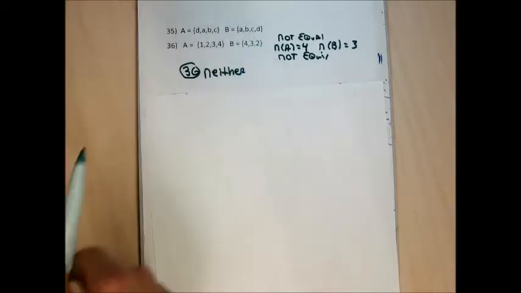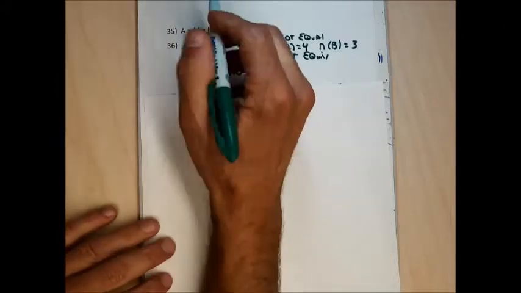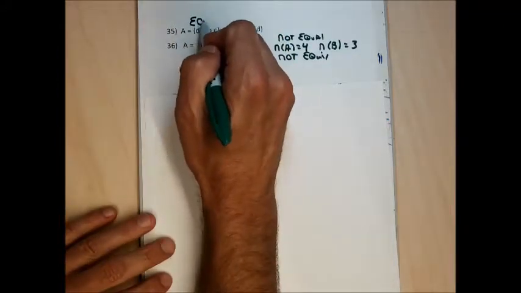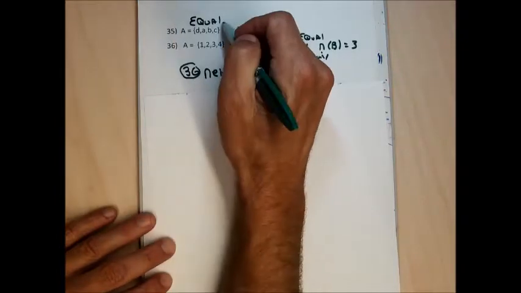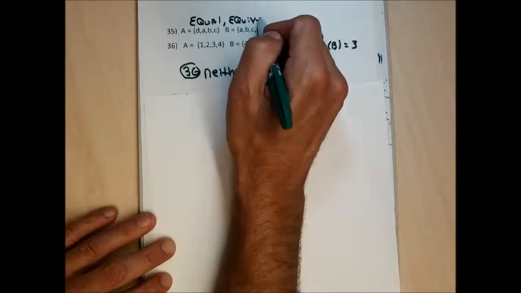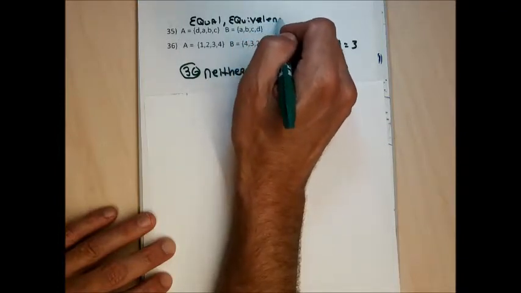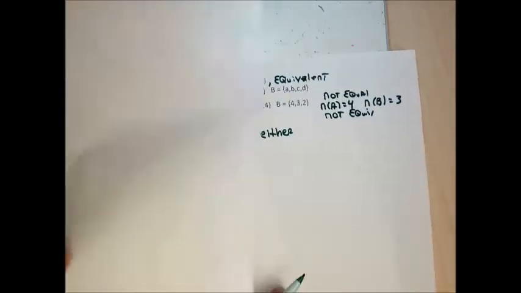That's going to be a lot different than your 35. So take a minute to do 35, and your answer should be equal because they both have A, B, C, and D, and equivalent because they both have 4 elements. We'll work through 37 and 38.